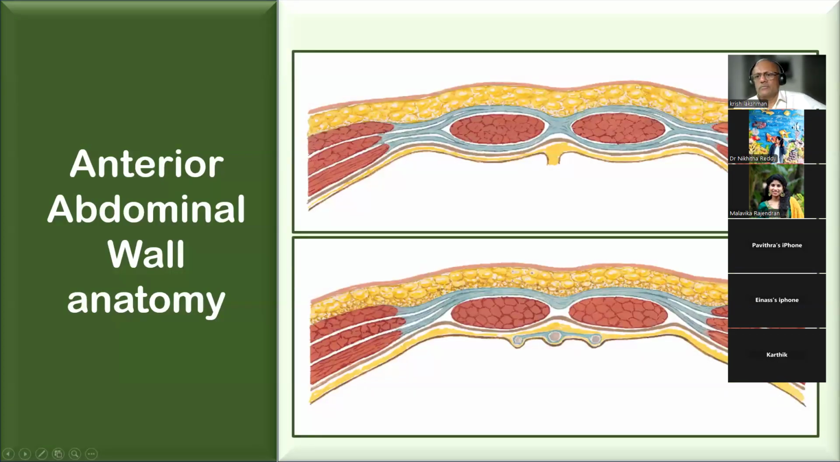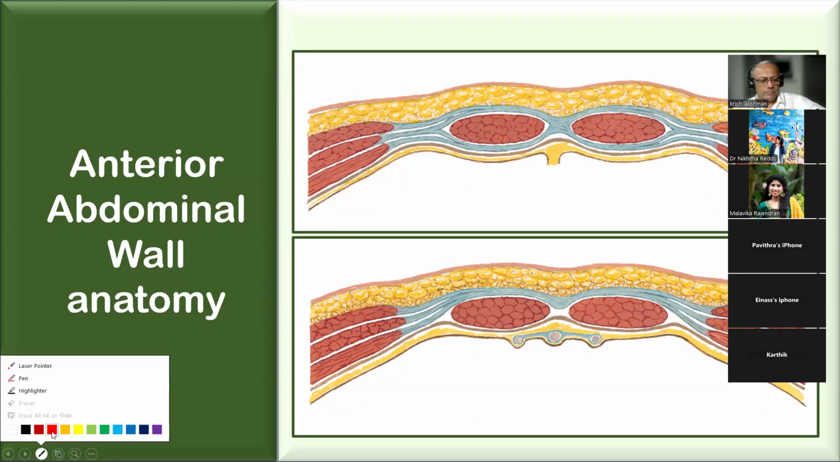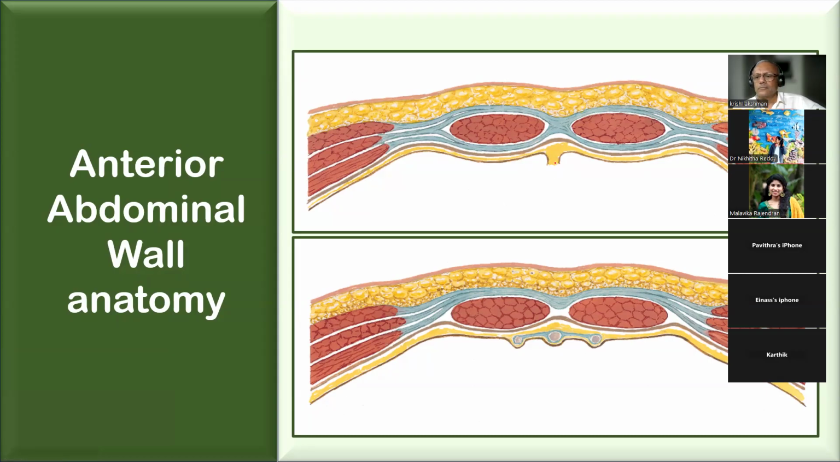Excellent, very good. I'll point to a structure and you have to tell me what it is. You can see my pointer moving on the screen? Yes, sir. What's that? The preperitoneal. What is that? I've just marked it. Work it out. Is it midline or lateral?